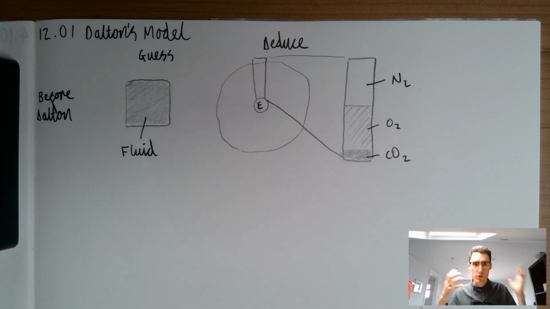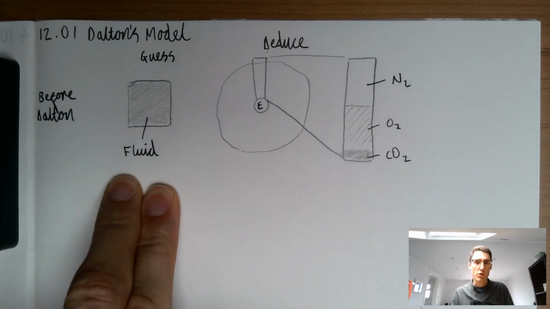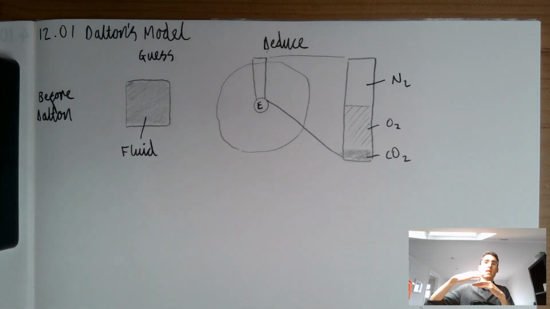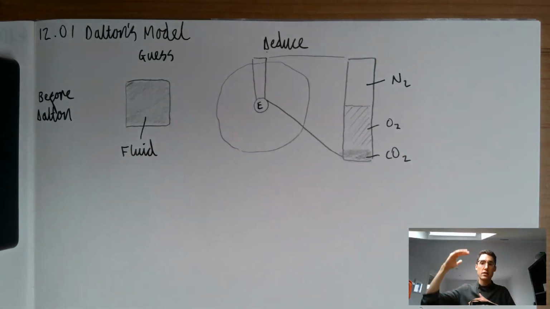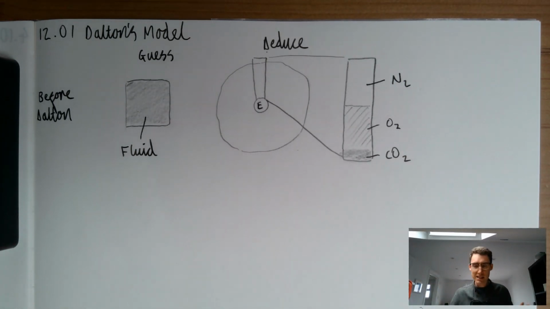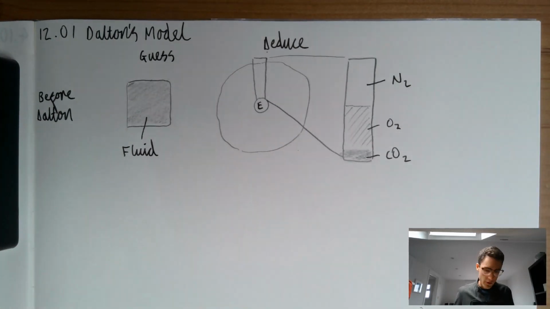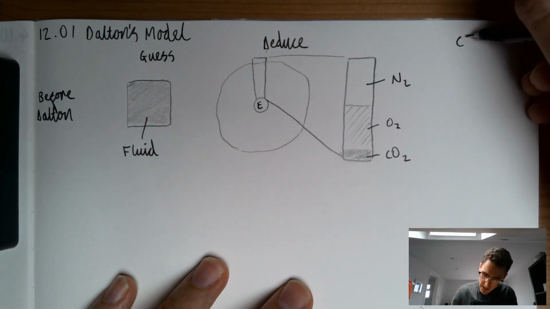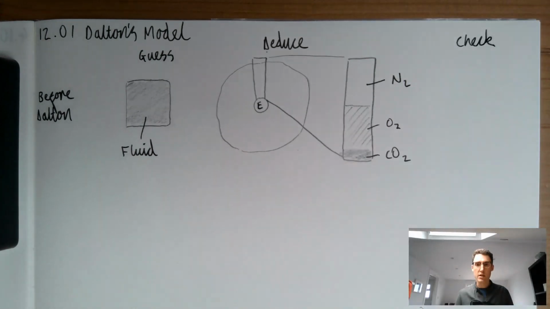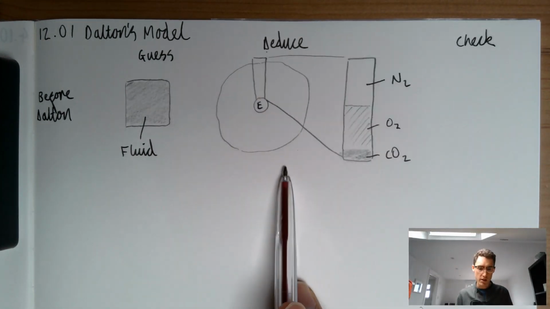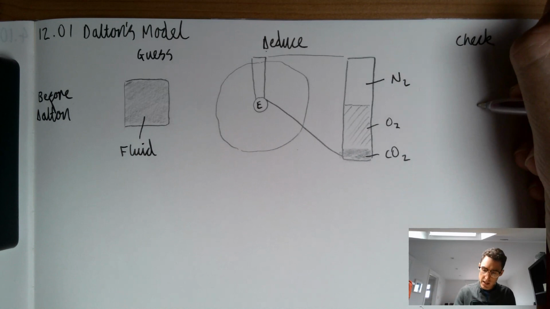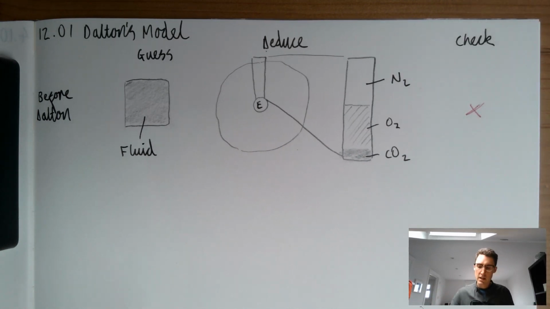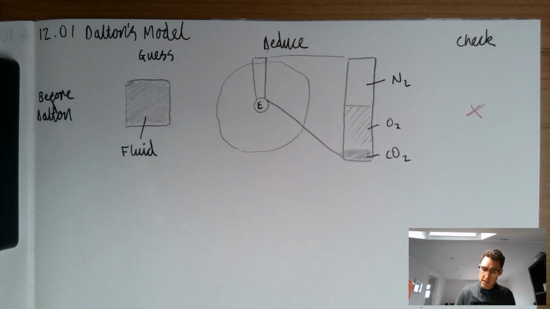Essentially, what Dalton realised is, if gases were a fluid, then the gases in the atmosphere would be stratified. They'd be in layers like that. But at that time, scientists already knew that just wasn't the case, that all of the gases were present in all parts of the atmosphere, just in varying proportions. So the final stage is to do a check and say, well, hang on, do the deductions from our guess agree with reality? And in this case, they didn't. So Dalton needed to come up with a new guess.